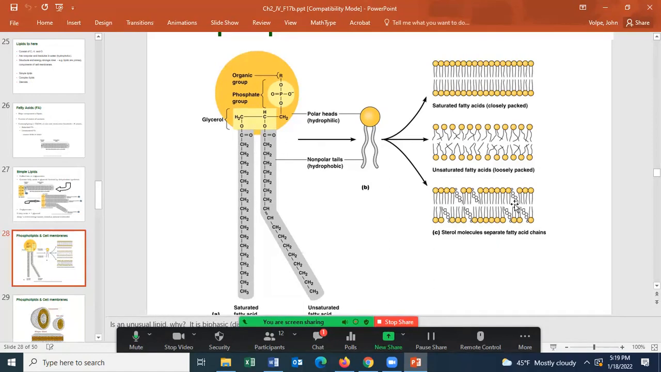Biphasic, I haven't talked about that yet. Biphasic means that one end of the molecule is polar, the other end of the molecule is nonpolar, and this region of the molecule can dissolve in lipids. So this region of the molecule is hydrophobic. This region of the molecule can dissolve in water. So this region of the molecule is hydrophilic. And that makes this molecule biphasic. It can dissolve in both oil and in water.